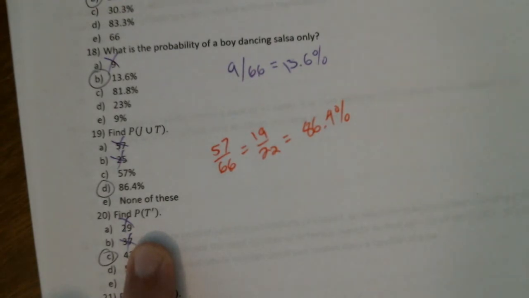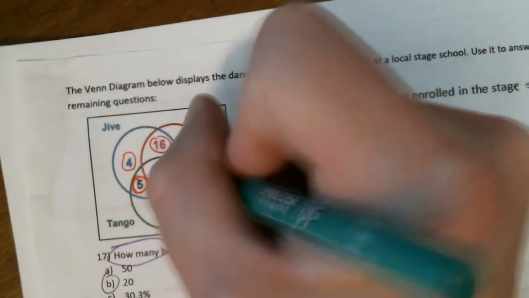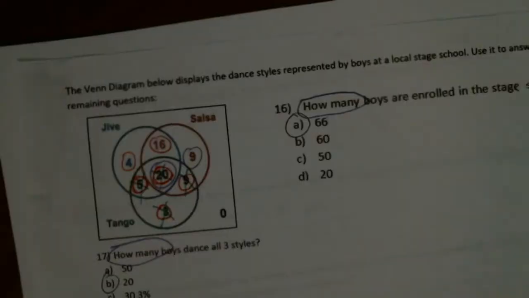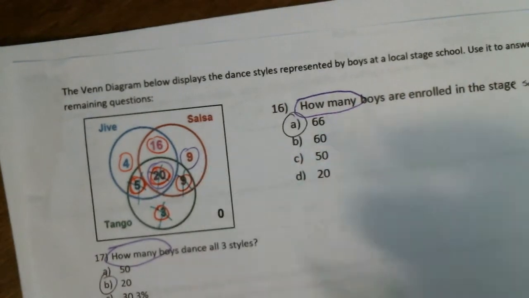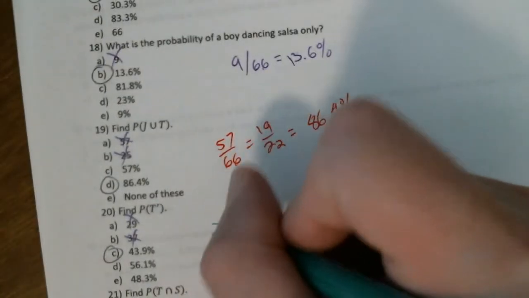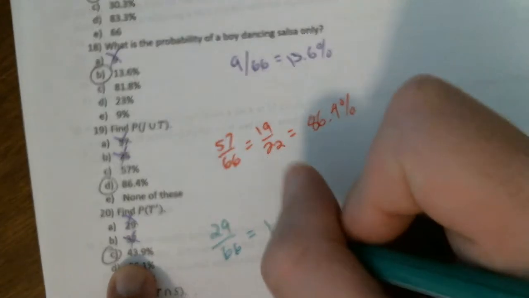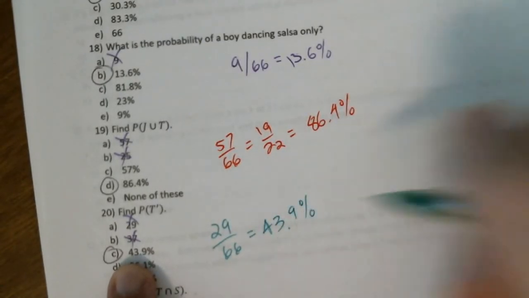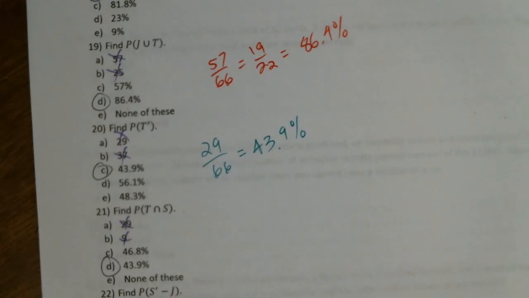The next one was just not T. Give me everything that's not in T. So I'm going to put the green there, and scratch all those out. I don't want anything in T. That's the complement. So I just add 4, 16, and 9. That's 29 out of the total of 66, and that came out to be 43.9%.